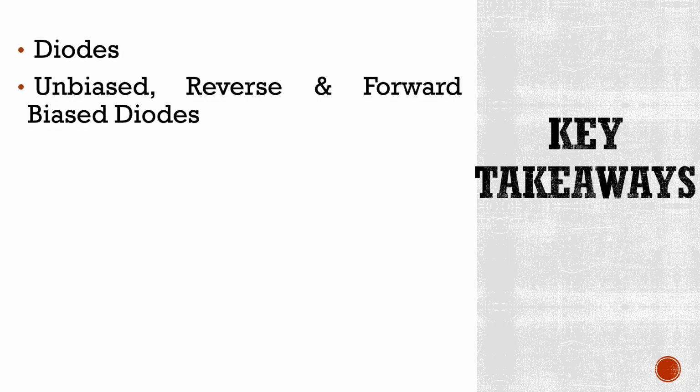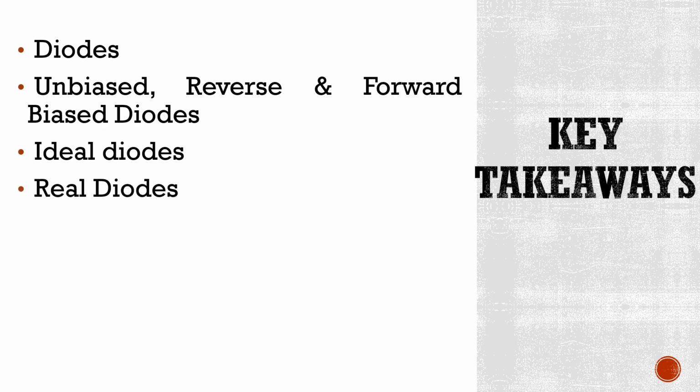So that's all for today. Now, what are the key takeaways of this lecture? In this lecture, you studied about diodes. You understood what are unbiased, reverse biased, and forward biased diodes. In this lecture, you also understood modes of operation of ideal diodes and terminal characteristics of real diodes, where you understood current voltage characteristic curve of a silicon junction diode.